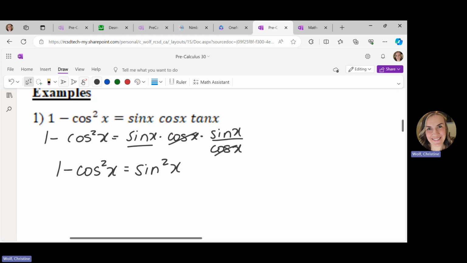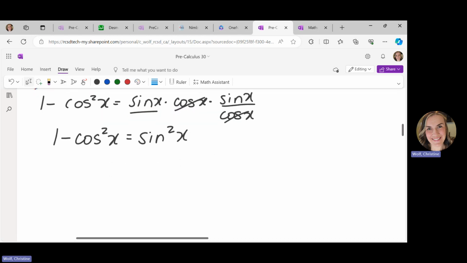But what I also want you to get in the habit of is always swapping one out with the other so that your left and your right side look identical. So I'm going to swap out 1 minus cos squared x with what it equals. So it equals sine squared x. So my left side is sine squared x. My right side is sine squared x. And now you can stop because the left and the right are the same.